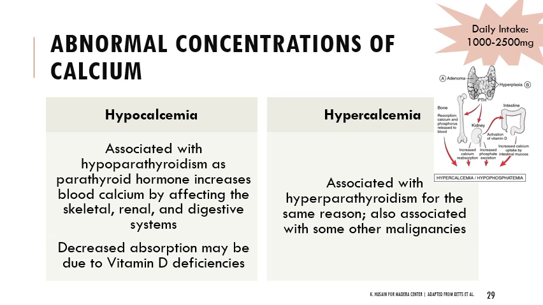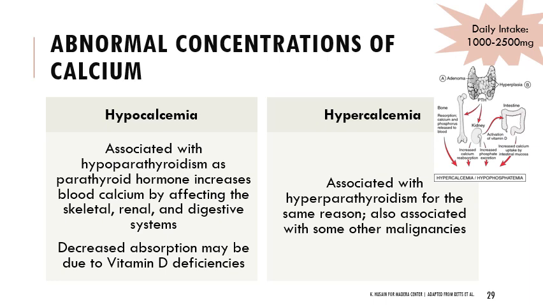Decreased absorption of calcium may also be due to vitamin D deficiencies, because activated vitamin D is really important for absorbing calcium. Hypercalcemia is associated with hyperparathyroidism. So if you have too much calcium, your parathyroid is working too much and secreting too much parathyroid hormone, kind of going above the set point or the range of calcium. It can also be associated with other types of malignancies.